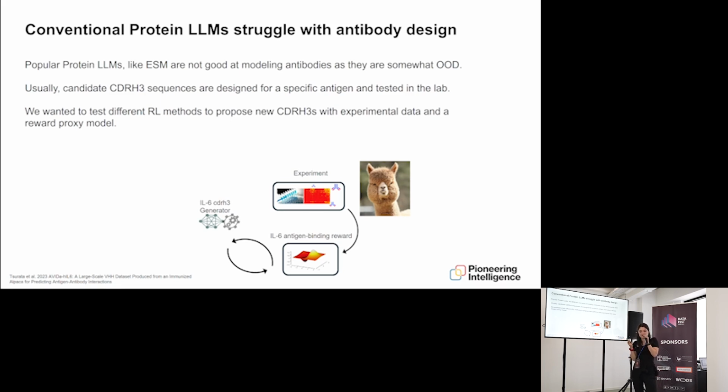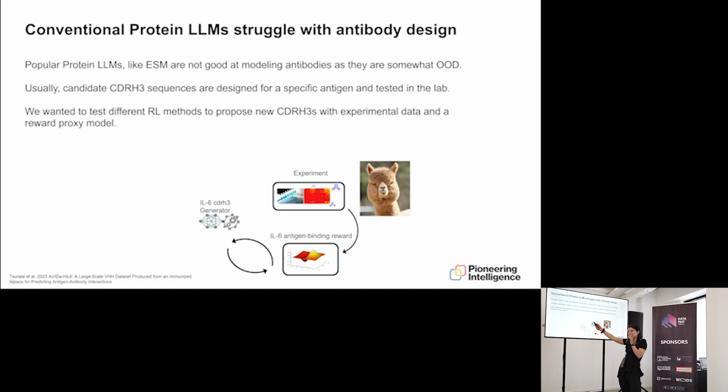There's not a lot of public data. I also assume that Big Pharma, if they have it, will not make it public. But this is alpaca data where they immunized this alpaca and then screened the antibodies that it expressed and checked which ones of these bind to this IL-6 antigen that they immunized it against. So we can use that data to generate a reward model that basically tells us the likelihood of a CDRH3 to bind. We can then take our CDRH3 generator.